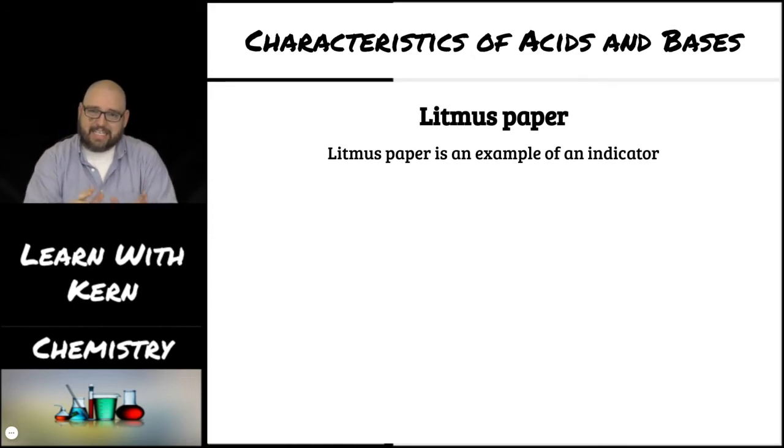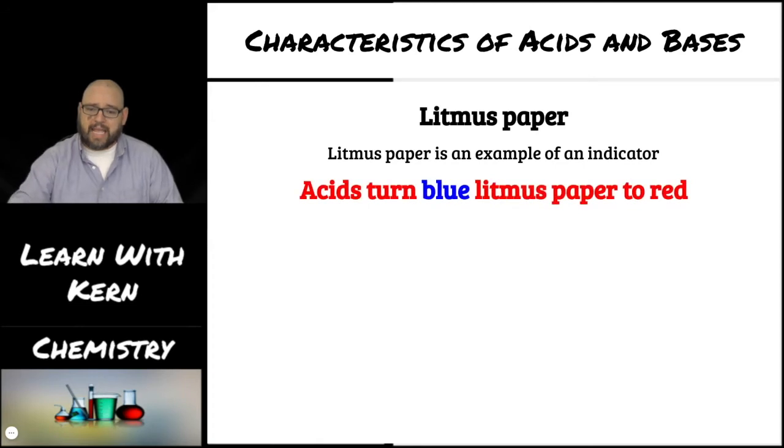An indicator is a substance, and we're going to talk about indicators more in a later video, that will change color based on the presence of an acid or a base. So, acids will turn blue litmus paper to red.